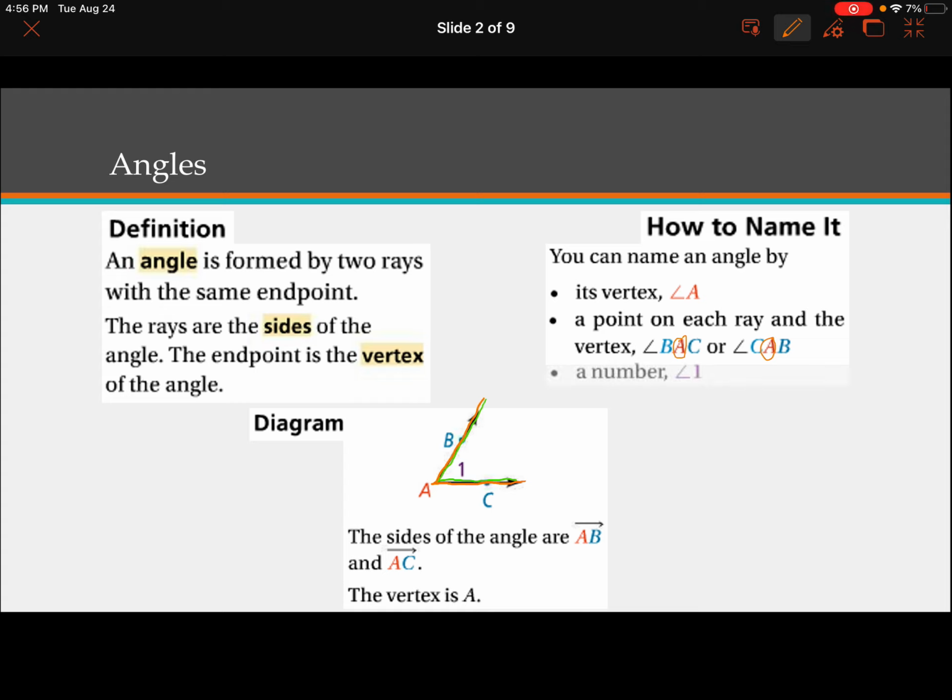The last one is much less common. Angle 1, you can give it its own label and label it as a number. That's much less common. These two, naming it by the vertex and naming it by points, are much more common.